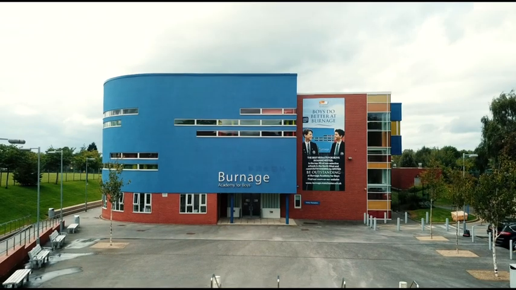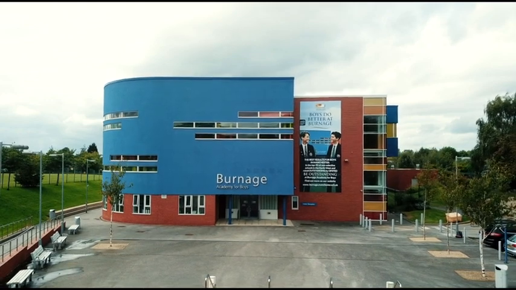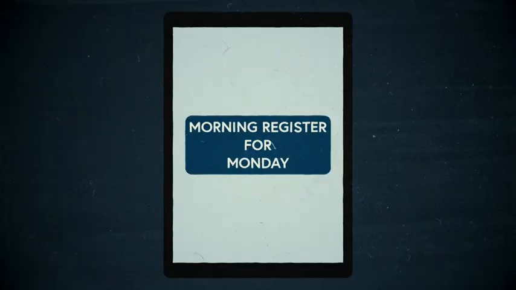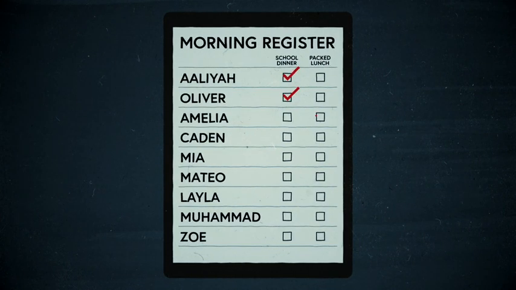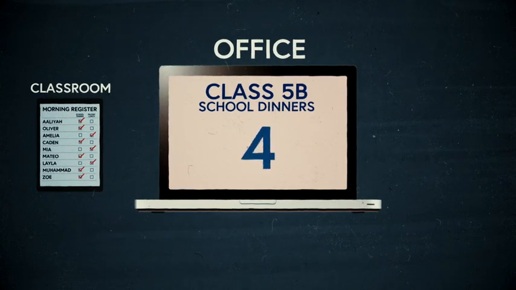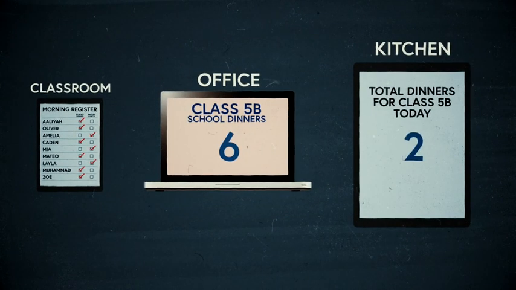A good example that you might be familiar with is the dinner register at school. This information changes every day. Each morning, the class teacher will count the number of pupils who are having school dinner and how many are having packed lunch. The total is then sent down to the school office and used to tell the kitchen how many dinners and packed lunches to make for that class on that date.